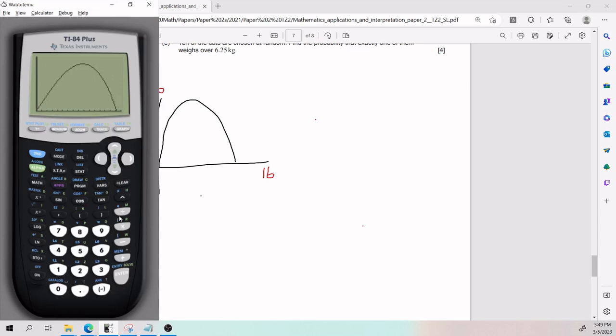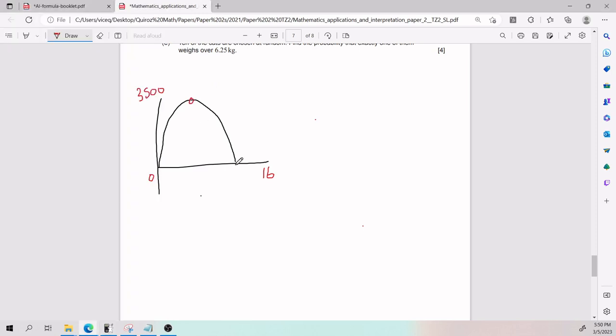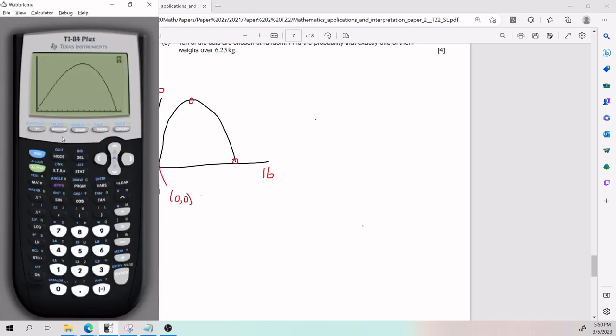So my window right now is this is 0. This is 3,500. And this is 16. All right, because you're sketching, you always want to highlight the key points. So as I said, the key points are going to be my maximum and where it touches here. Technically here it touches on 0, 0, so might as well write it down. Let's find out what my 0 is.